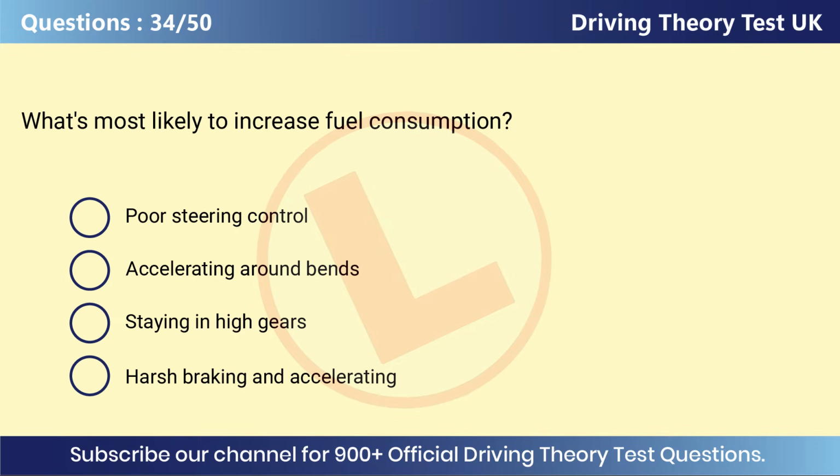Question 34. What's most likely to increase fuel consumption? A. Poor steering control. B. Accelerating around bends. C. Staying in high gears. D. Harsh braking and accelerating.